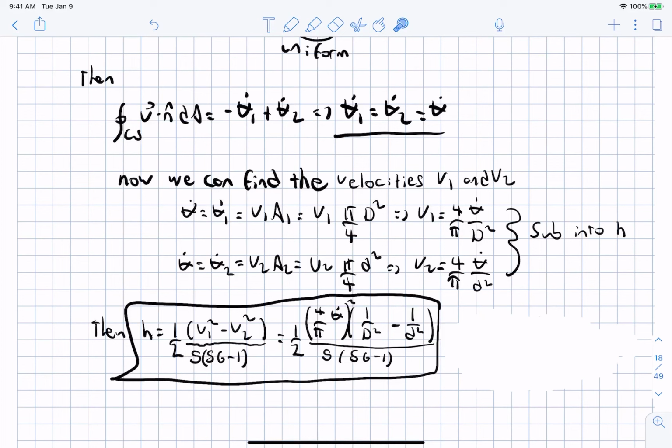And so here, all I did was substitute in the results for v1 and v2 into this expression here.